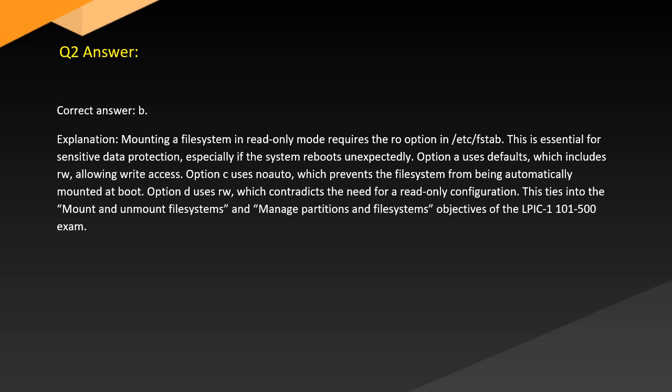Option A uses defaults, which include rw and write access. Option C uses noauto, which prevents the file system from being automatically mounted at boot. Option D uses rw, which contradicts the need for a read-only configuration. This ties into the mount and unmount file systems and manage partitions and file systems objectives of the LPIC-1 101-500 exam.